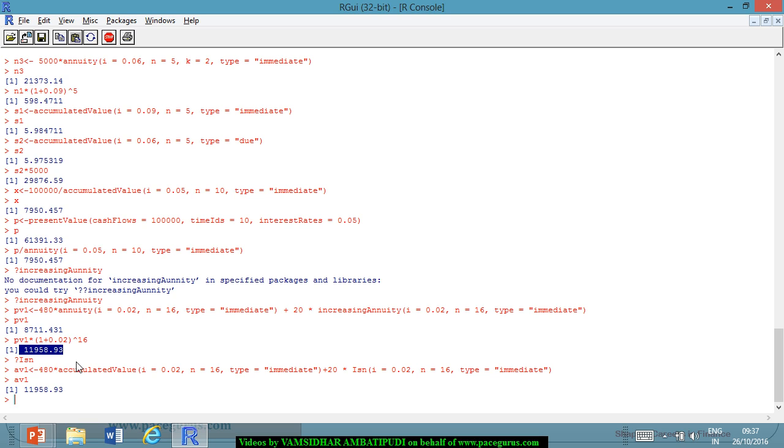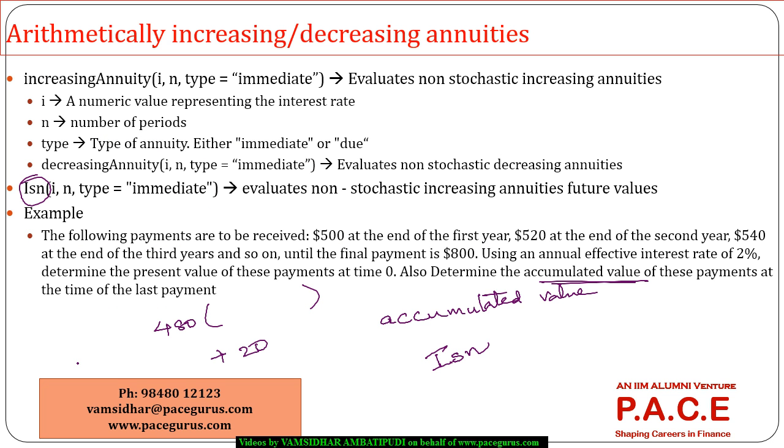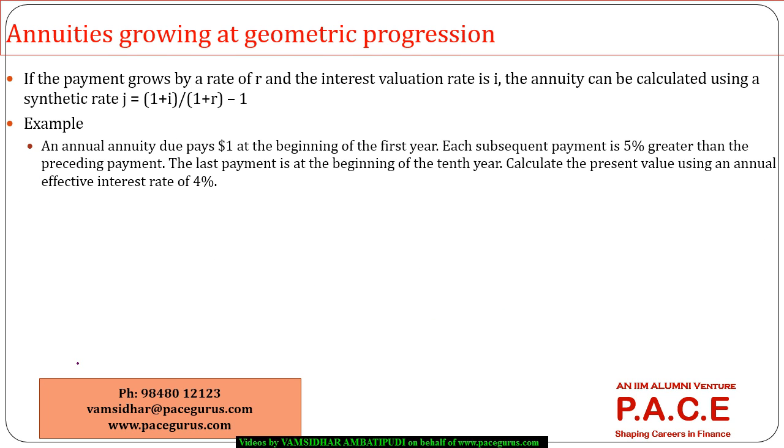So either way, I can use a combination of accumulated value and ISN, or I can use a combination of annuity and increasing annuity, and after that do a capitalization of the result that we have got. For every problem, once the conceptual aspect is clear, we can have multiple ways of finding the solution, just like this case. Fair enough. So this I think is comfortable. Let's move to the next.